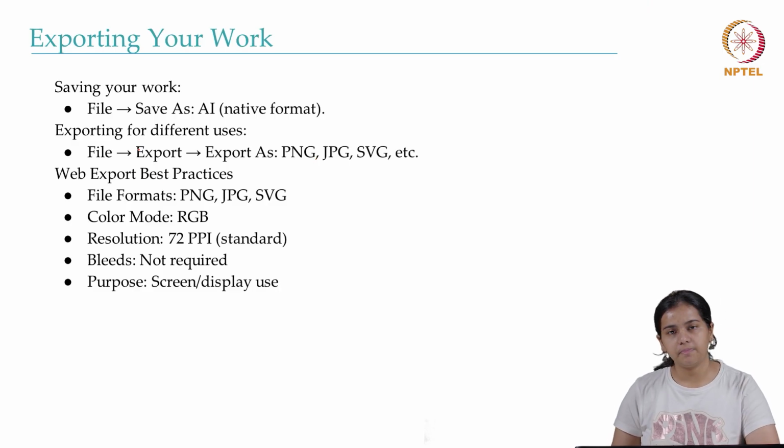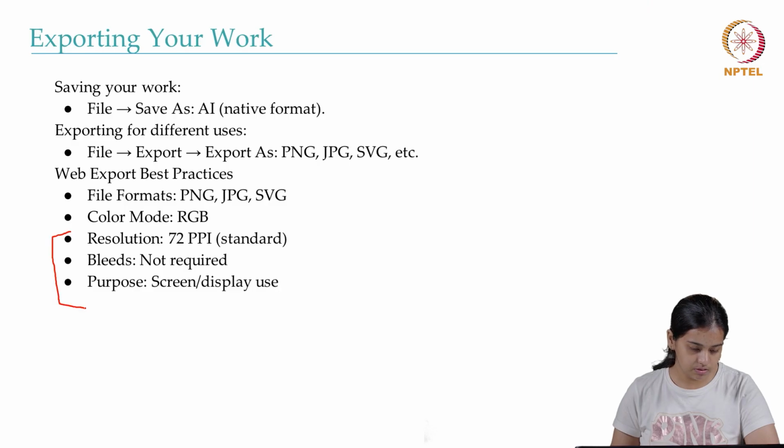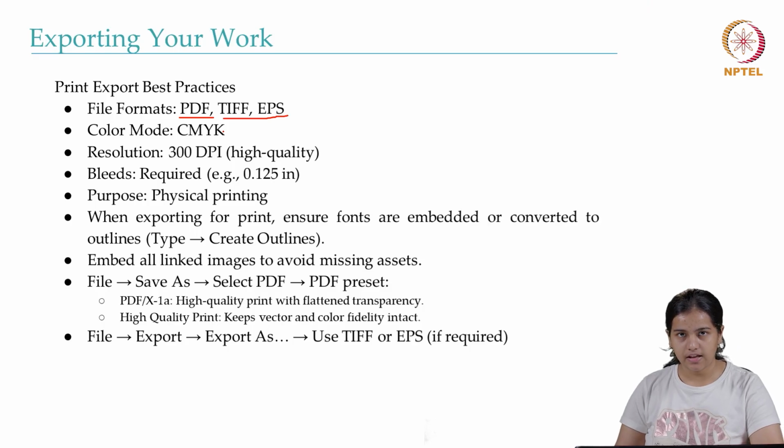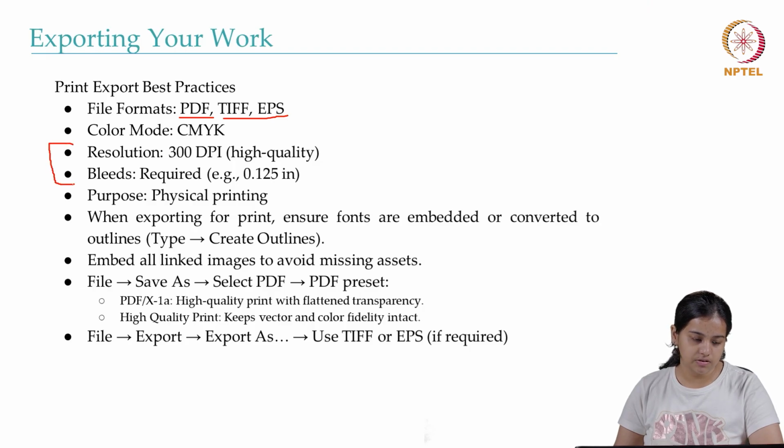For the web export, we can choose PNG, SVGs, and the color mode should be RGB because you are exporting your work for digital purposes. These are the recommended settings you can choose. And for the print export, you can choose PDF, and these are the other file types you can also choose. The color mode should be CMYK as you are exporting your work for print purposes. And these are the resolution and bleed options you can choose.